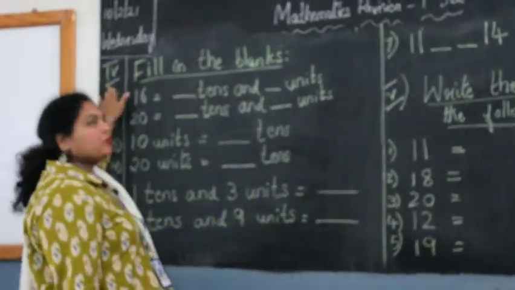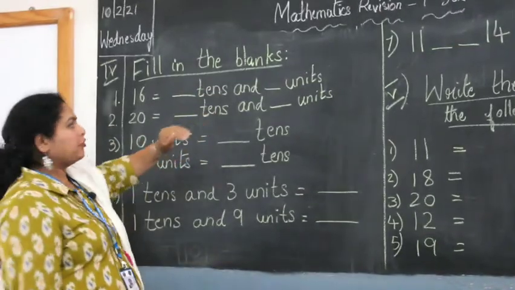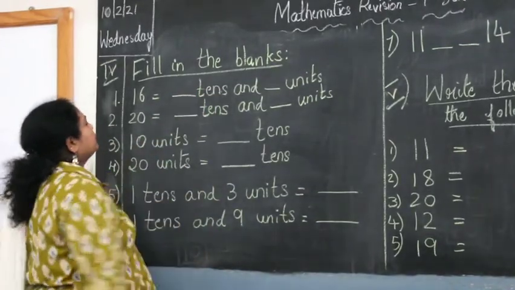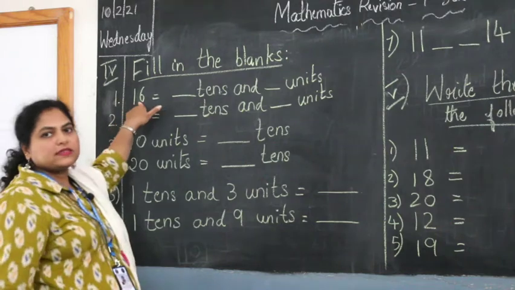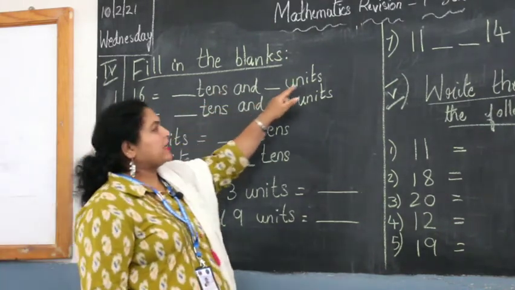That's the fourth one. Fill in the blanks. So what comes in the blank spaces? Whatever the blank space is, you have to fill that. So the first one is 16. So 16 is dash tens and dash units.